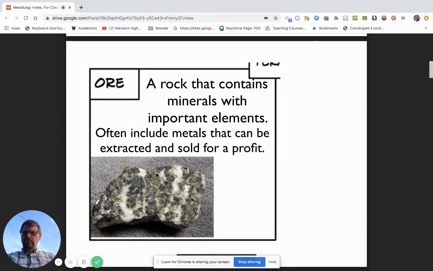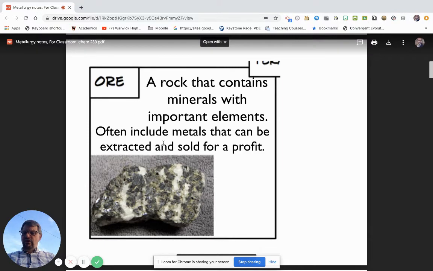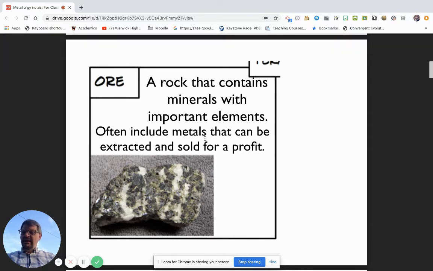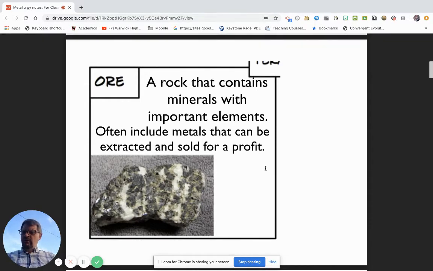So what's an ore? An ore is a rock that contains minerals with important elements. Things like aluminum, tin, iron, whatever. And these often include metals that we can get and then sell for a profit or use in some practical way. So when you hear that word ore, this is specifically what we're talking about. A rock that contains a mineral with important elements.